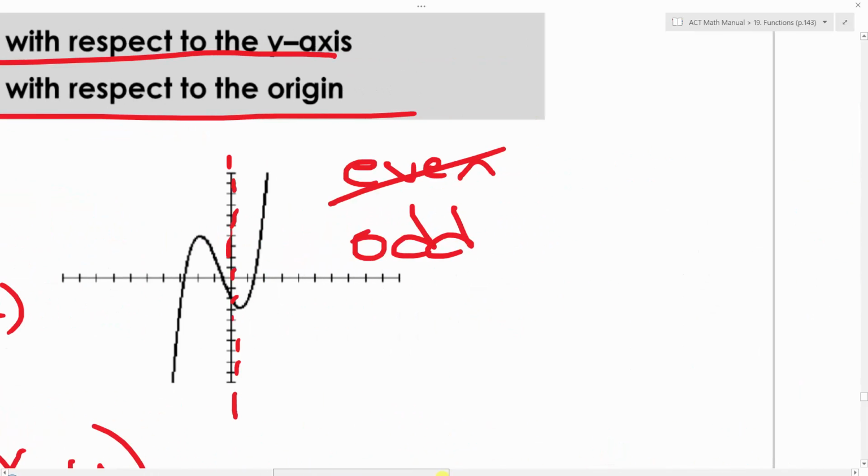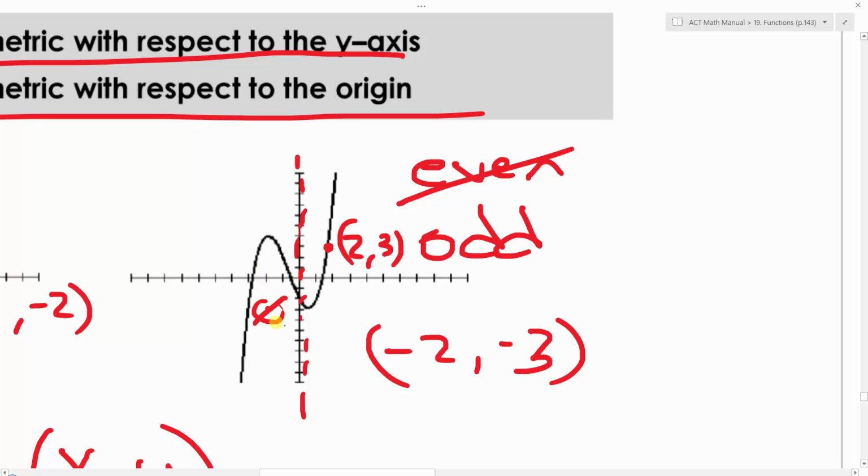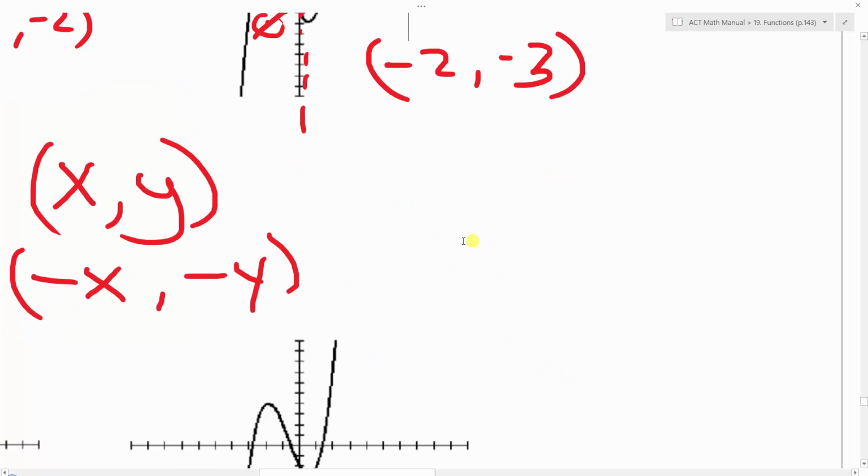So over here in this question, let's look at one that's sort of there. Let's pretend this point is (2, 3). Well, remember, by definition, in an odd function, if (2, 3) is on the graph, then (negative 2, negative 3) should be on the graph. So negative 2, negative 3 is down here. Well, that's not on the graph of this, which means this is neither even nor odd.